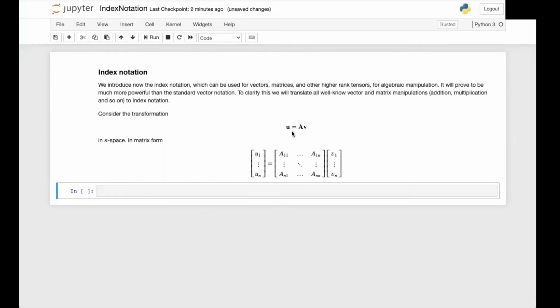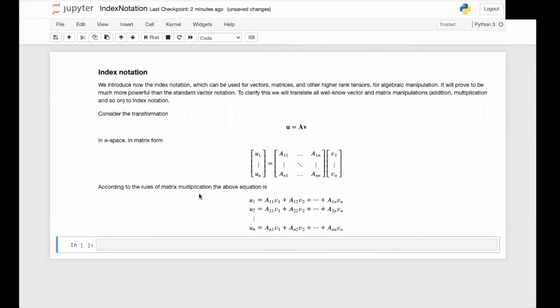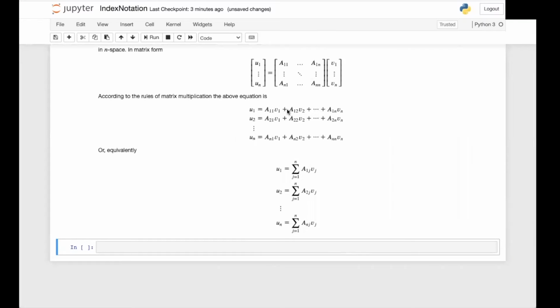Consider the transformation u is equal to A v, where A is a matrix. In matrix form, this is the equation. And according to the rules of matrix multiplication, what you're doing is multiplying the first row by the column to get the first value, u1. The same for the second, the same for the n. Notice that this is a sum. You have repeated indices here, 1 and 1, 2 and 2, n and n.